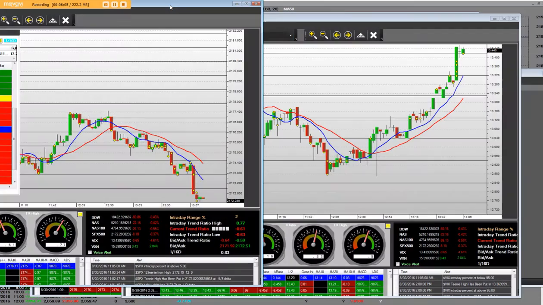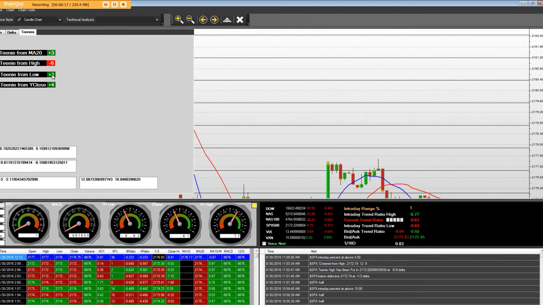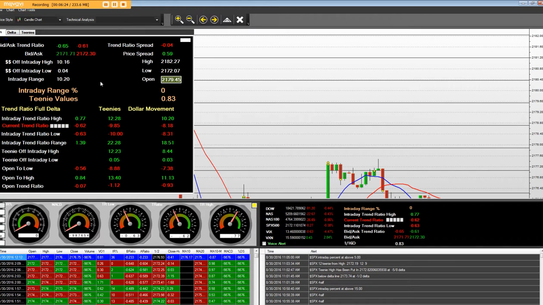Again, the fear is up there, and I just wanted to show some of the info panels in here if I can. So let's go to teeny values, which was minus 6 teenies off of the high. That would be 83 pennies. So basically, we're right here, and this is the value right now, 8.31.